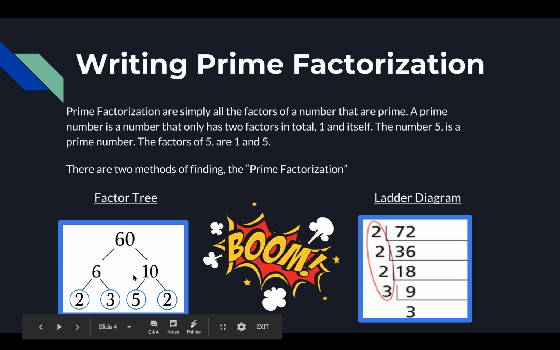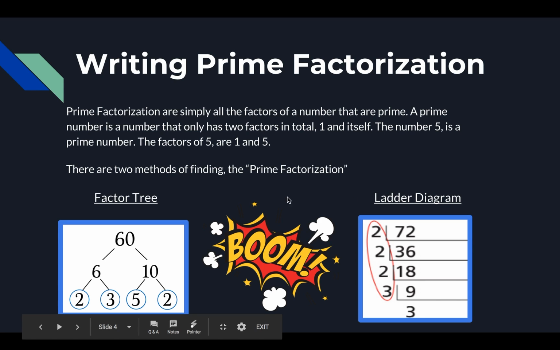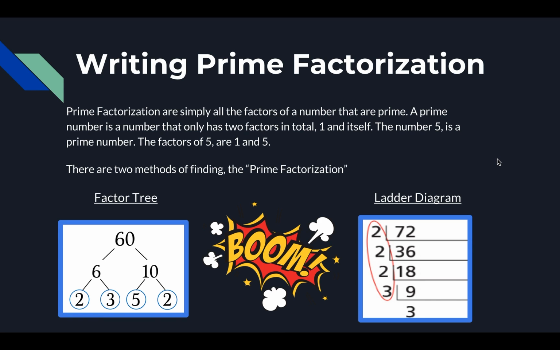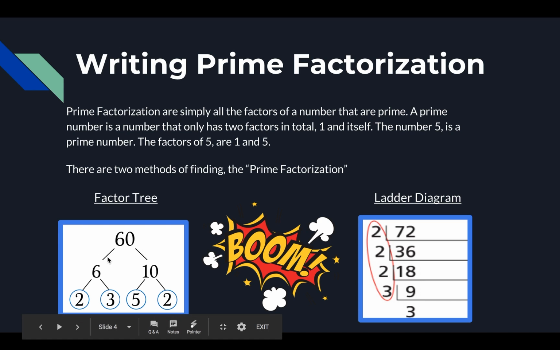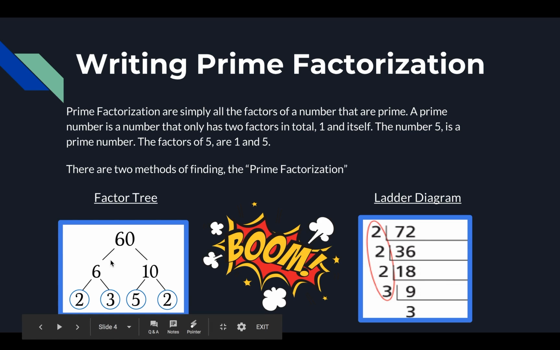So the first method is a factor tree. Okay, so in order to use this, it kind of looks like a tree if you go down. A Christmas tree kind of looks like it. So you put the original number on top, and you slowly build it down by the factors. So you would do 6 times 10 is 60. Now 2 times 3 is 6, and 5 times 2 is 10. So you get the point. And you keep doing that until you only get prime numbers. So 2 is a prime number, 3 is a prime number, 5 is a prime number, and 2 is a prime number too. Okay, boom!